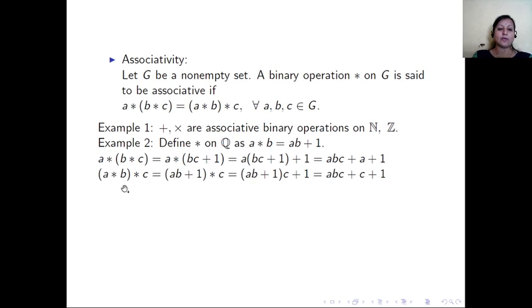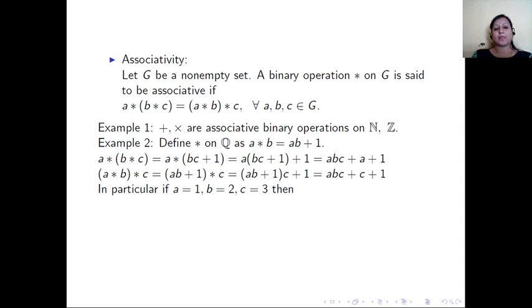Similarly, we now evaluate (A star B) star C. So first we have to evaluate A star B. It is AB plus 1, then star C. So the product is (AB plus 1) into C plus 1. So it is ABC plus C plus 1. Now if you look at these two results, you can easily understand that if A and C are different, then these two are not going to be the same. So it is not an associative binary operation.